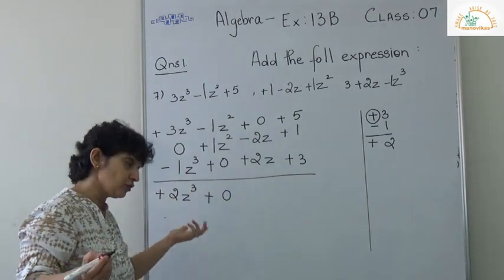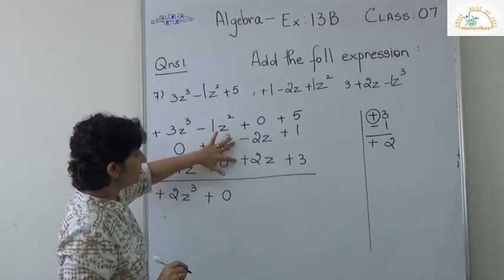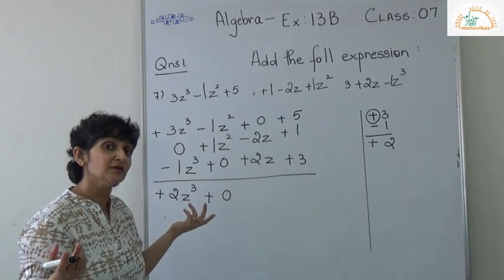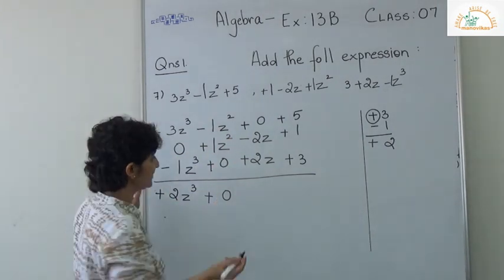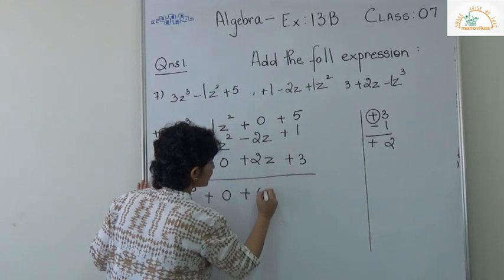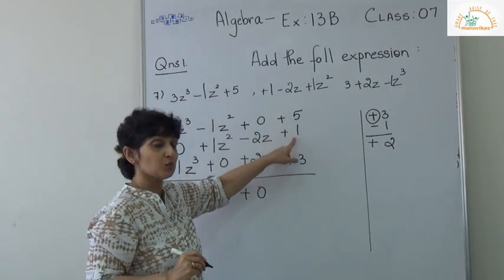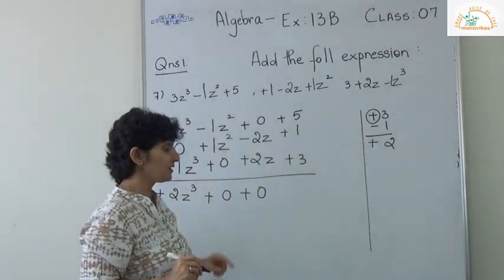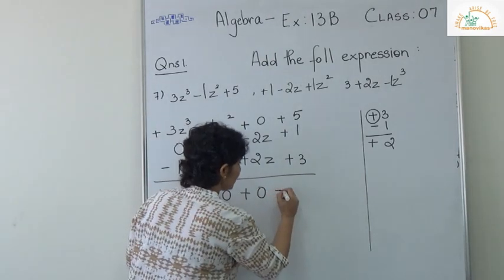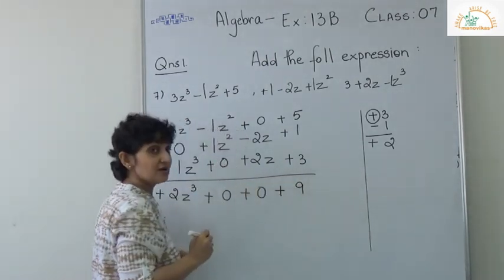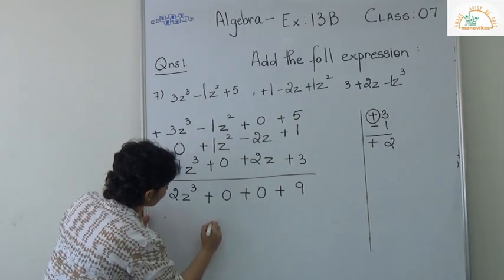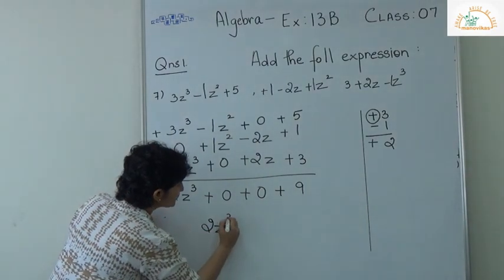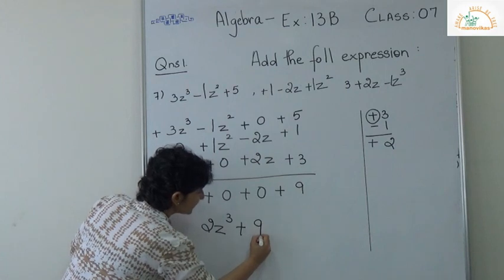You may or you may not put. That's fine. Again, plus minus gives you minus. 2 minus 2 will give you 0. So nothing, plus 0. 5 plus 1 is 6. 6 plus 3, 9. So plus 9. So what would your answer be? Your answer will be 2z cube plus 9.